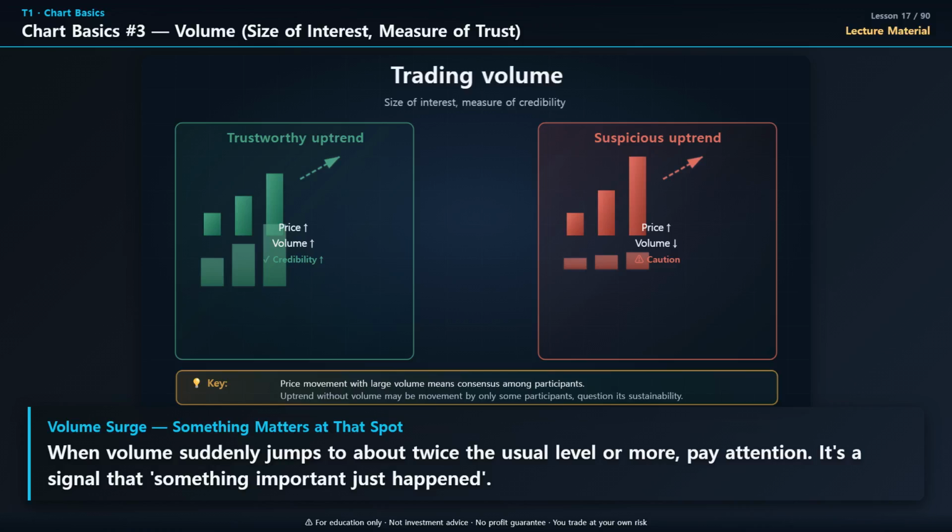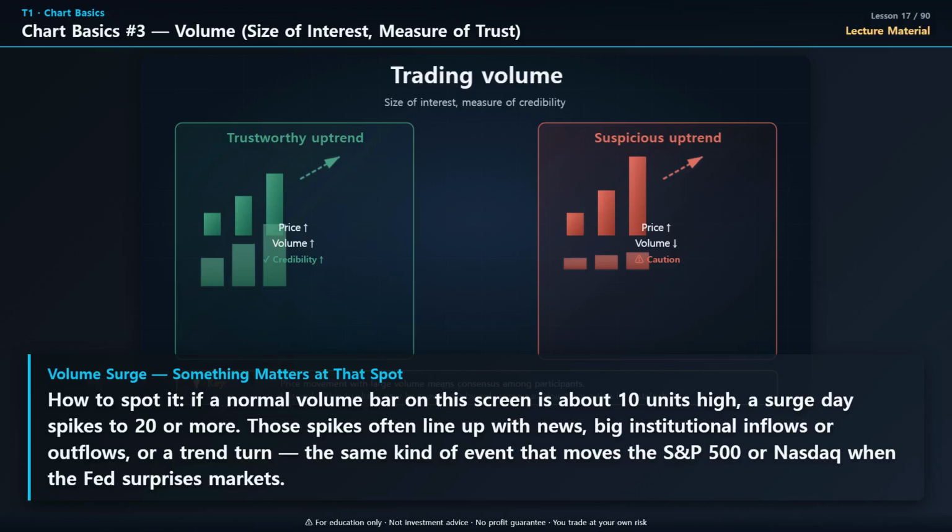When volume suddenly jumps to about twice the usual level or more, pay attention. It's a signal that something important just happened. How to spot it? If a normal volume bar on this screen is about 10 units high, a surge day spikes to 20 or more. Those spikes often line up with news, big institutional inflows or outflows, or a trend turn. The same kind of event that moves the S&P 500 when the Fed surprises markets.